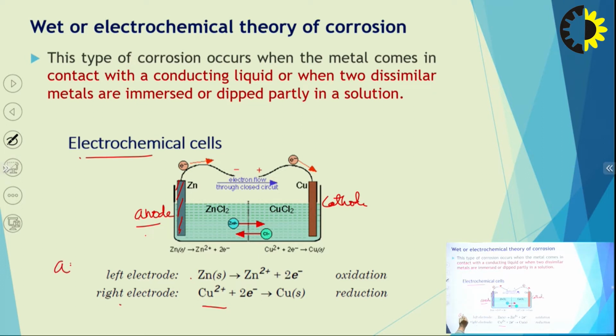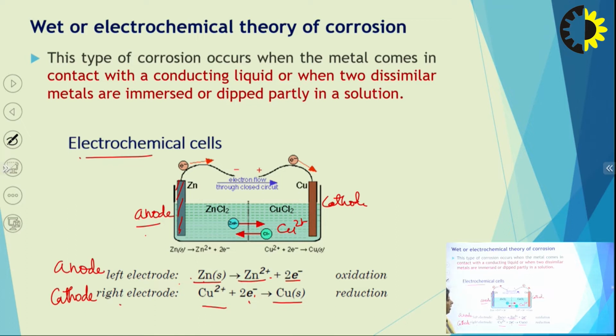This is the anodic reaction and this is the cathodic reaction. What is the anodic reaction? This is just a galvanic cell which we have studied previously. Zinc is converted into Zn2+ by losing 2 electrons, and at the cathode these 2 electrons are absorbed by the copper chloride solution, that is Cu2+, which is converted into Cu.